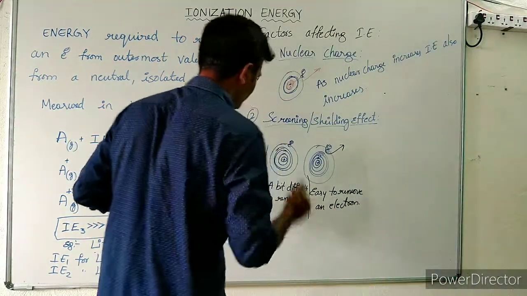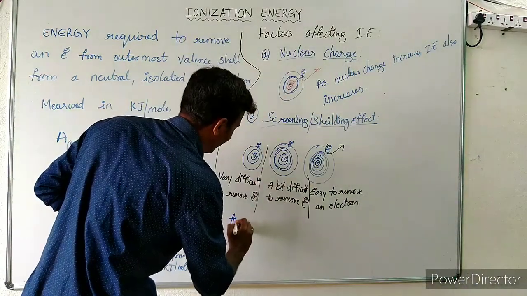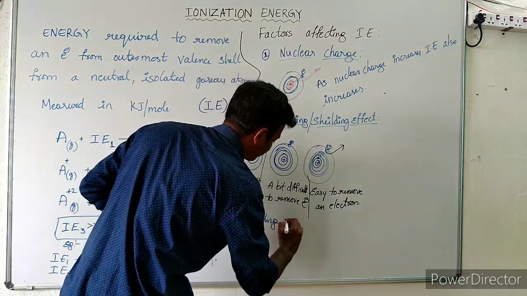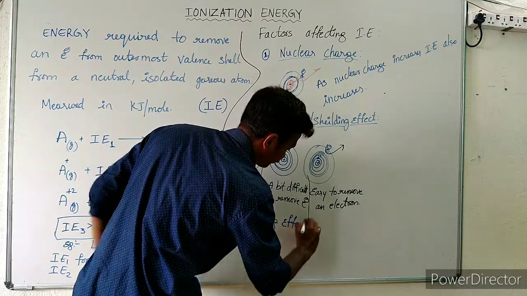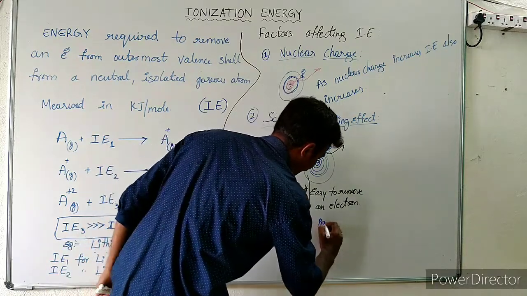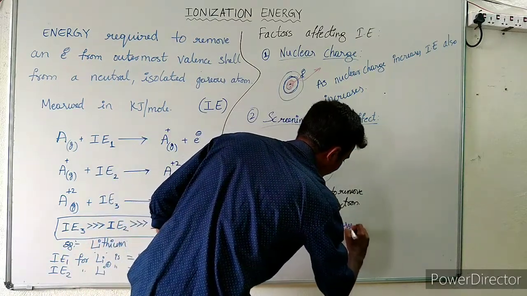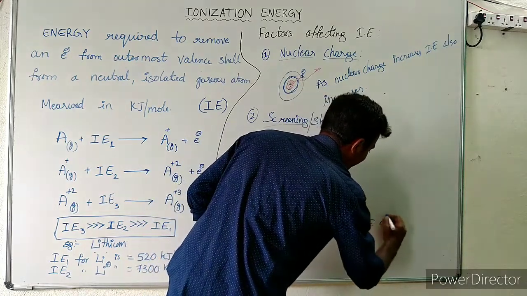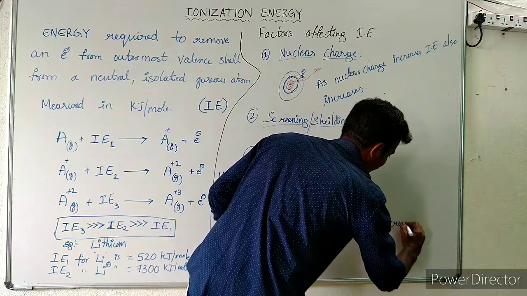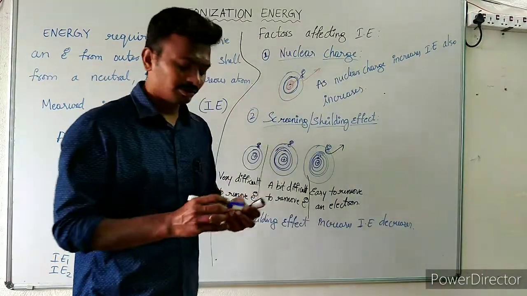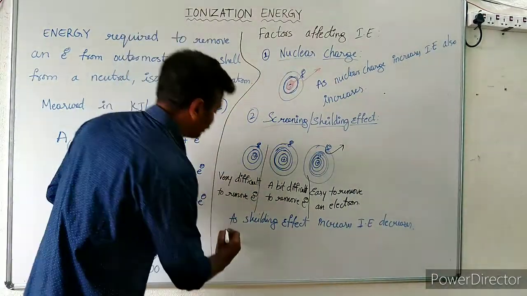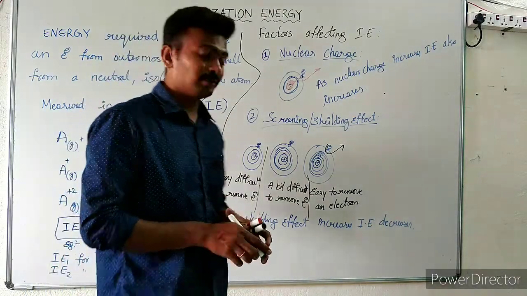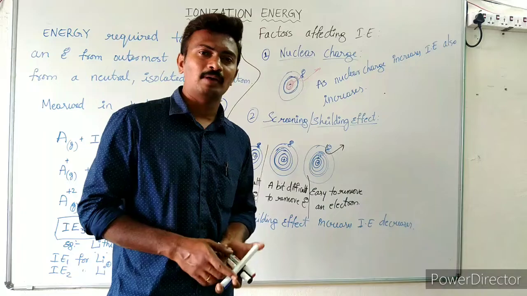So we can conclude this: as shielding effect increases, ionization energy decreases. Right? So this is the conclusion. Now the third factor which we are going to discuss is penetration power.